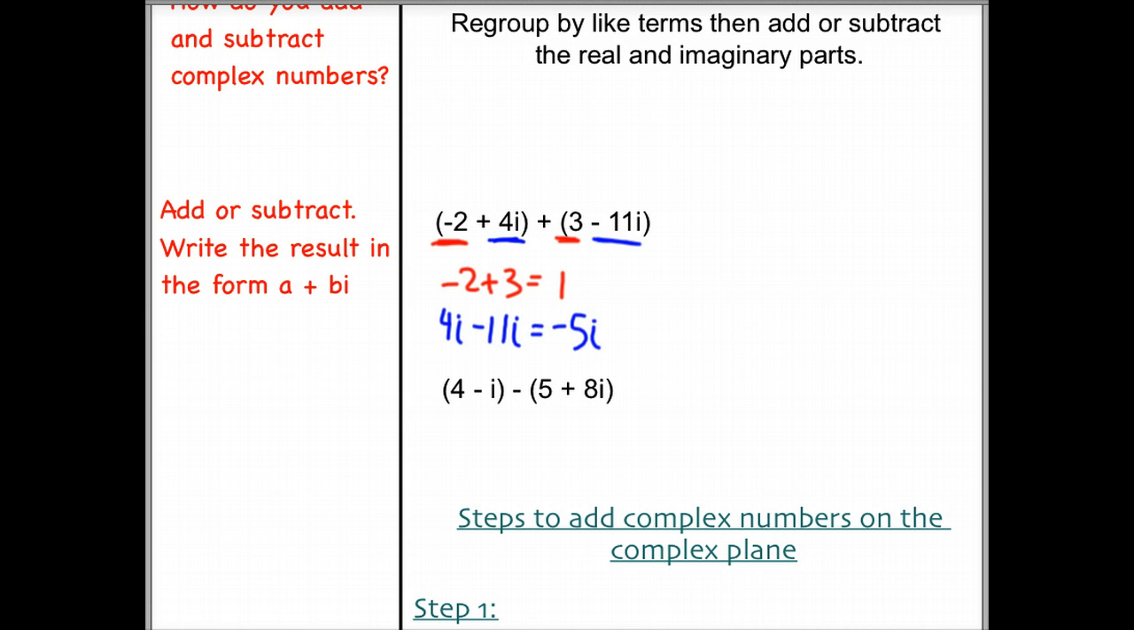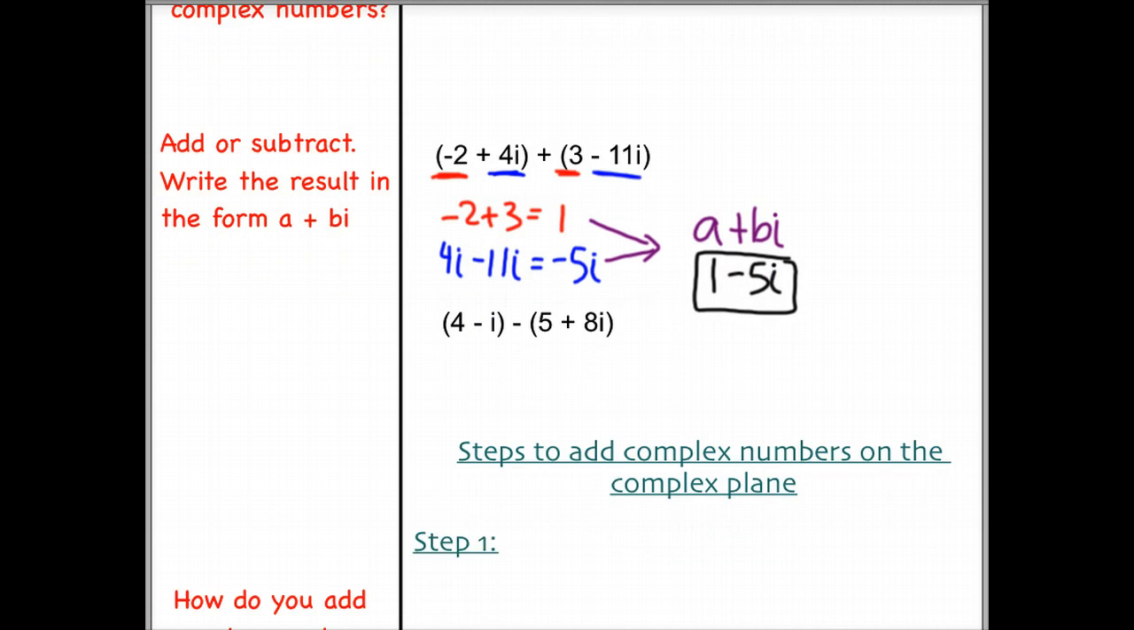So then we want to use both of these pieces to write a new number. We want to write it in the form a plus bi. So let's stick in the pieces that we just found out. We have that 1 minus 5i. So this is how we are going to write our answer. Easy enough.